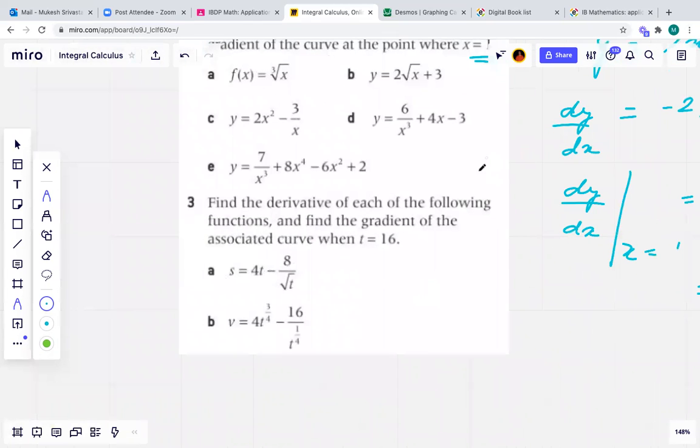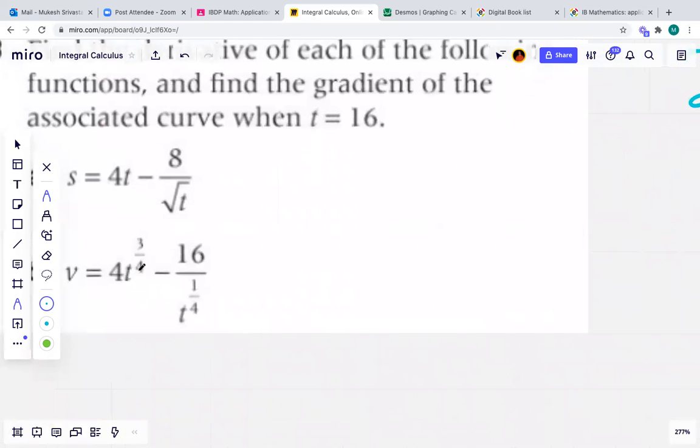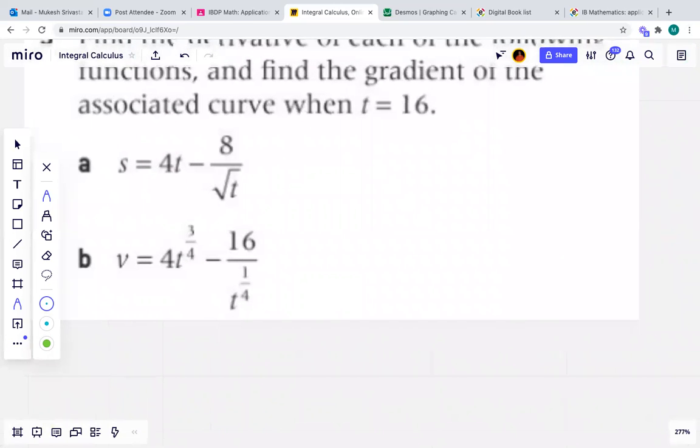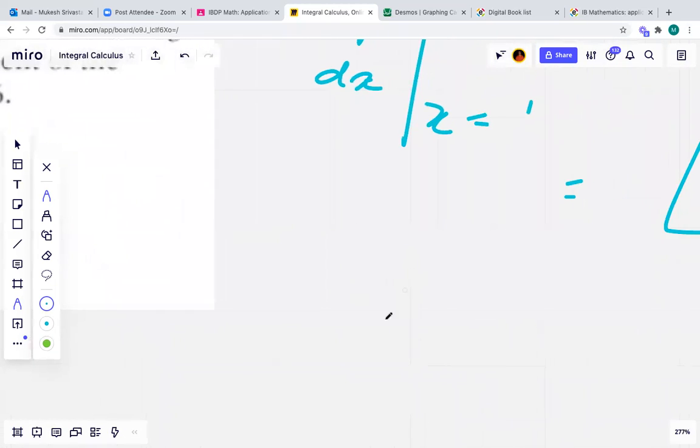Now this one, 3b. Can you see the values? Yes, I can see. It is t raised to 3 upon 4, so v is 40 to the power 3 upon 4.